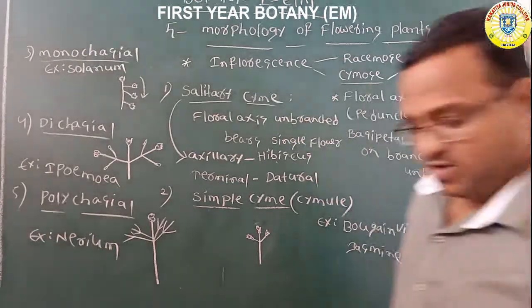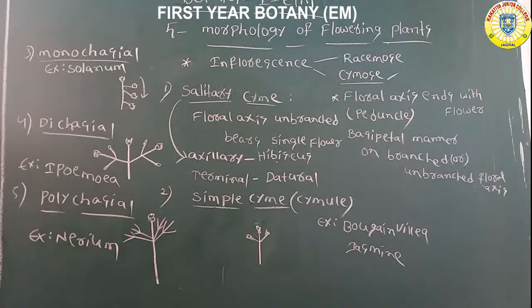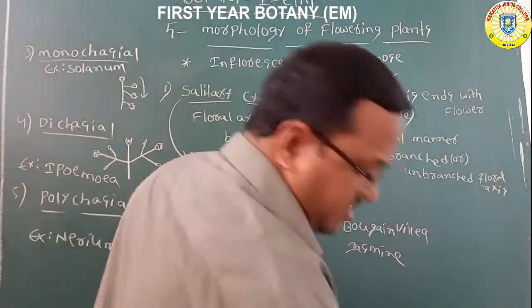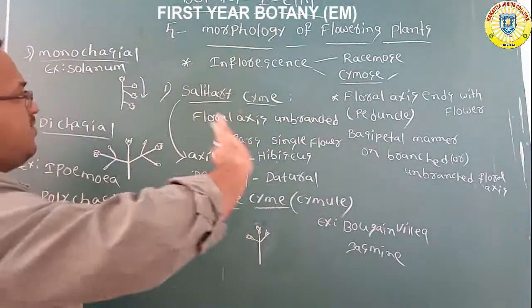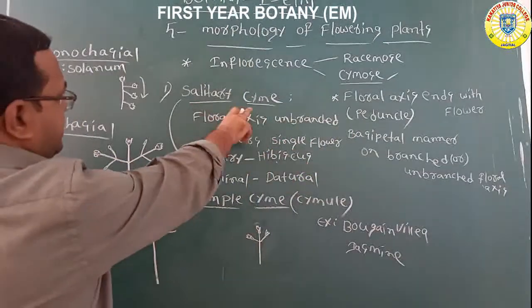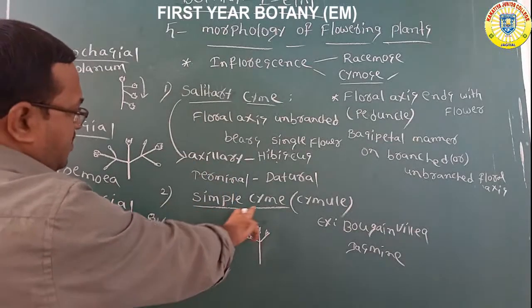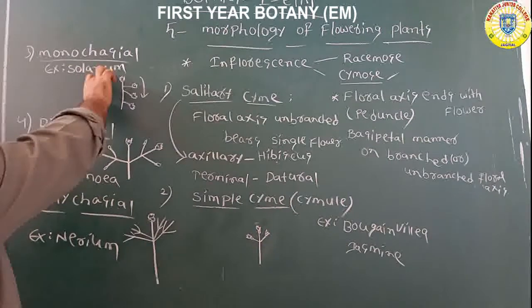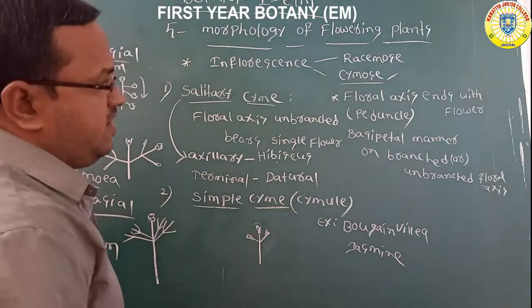Okay, so this is about the cymose inflorescence. So far we completed 2 inflorescences: racemose inflorescence and cymose inflorescence. In racemose, 6 types. In cymose you can see solitary, in that axillary and terminal. Second one simple cyme or simule. Third one monochasial. Fourth one dichasial. Fifth one polychasial. So this is about the inflorescence.